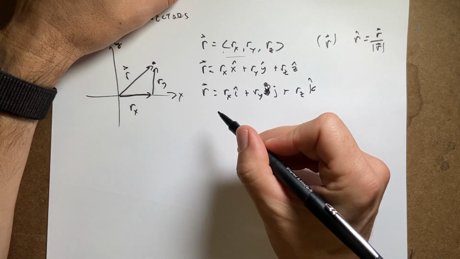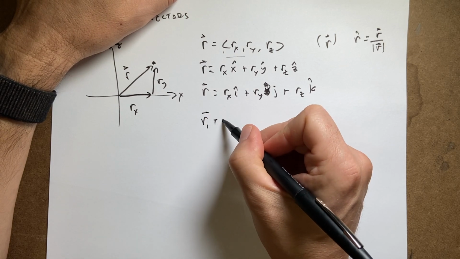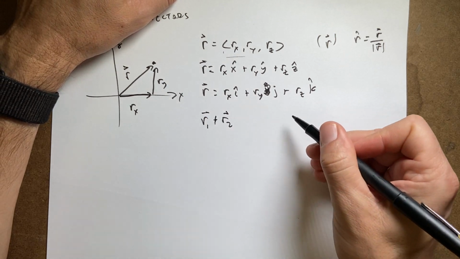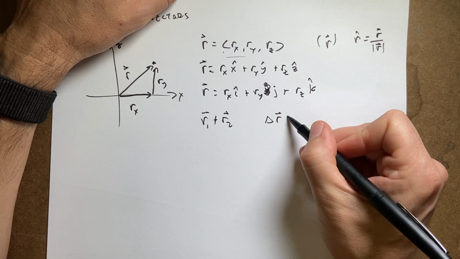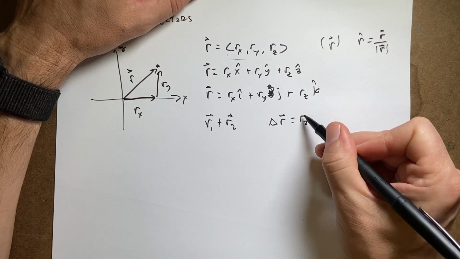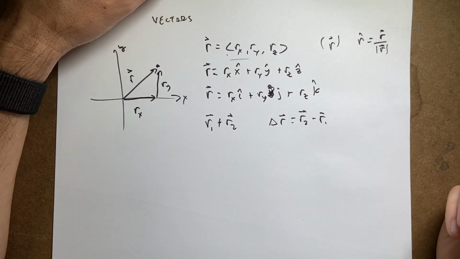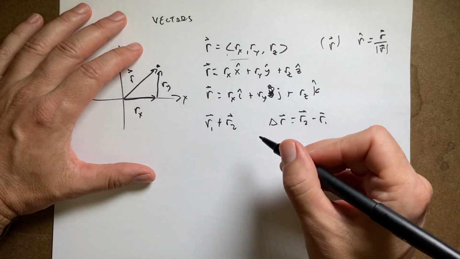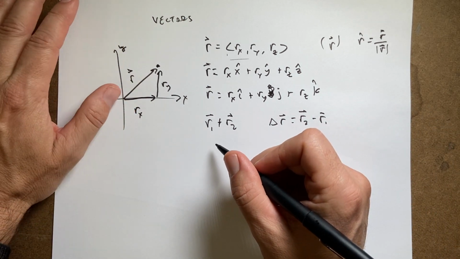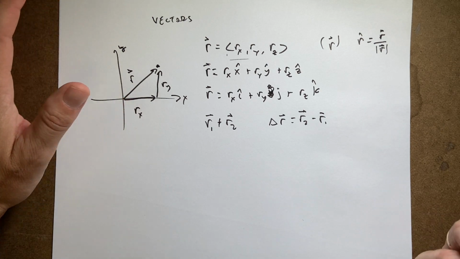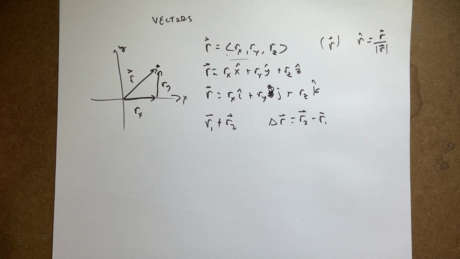You should be able to add vectors, R1 plus R2. You should be able to subtract vectors: delta R equals R2 minus R1. You should be able to multiply a scalar times a vector, so you could do delta t times A, delta t times V.